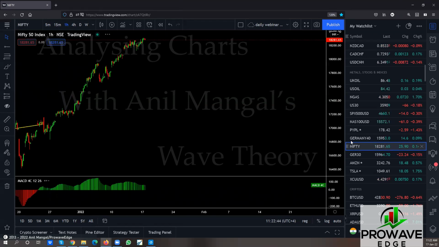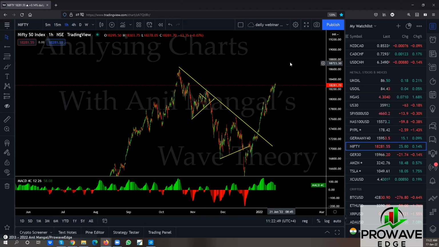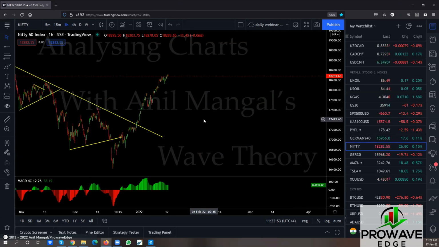Nifty, still upside. You still have to break the top, so there's more upside here. Buy any flag you get. Any consolidation, any flag, it's a buy setup.